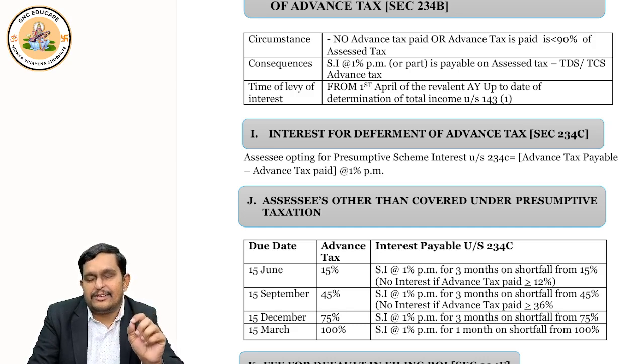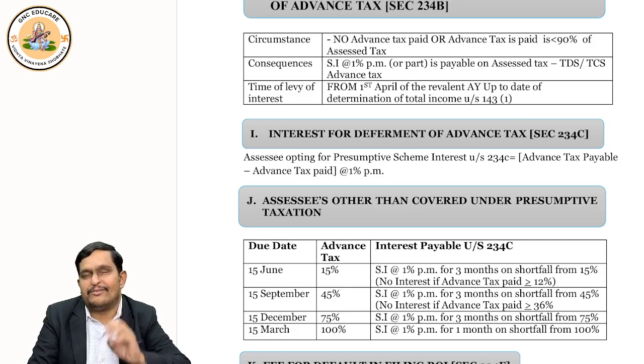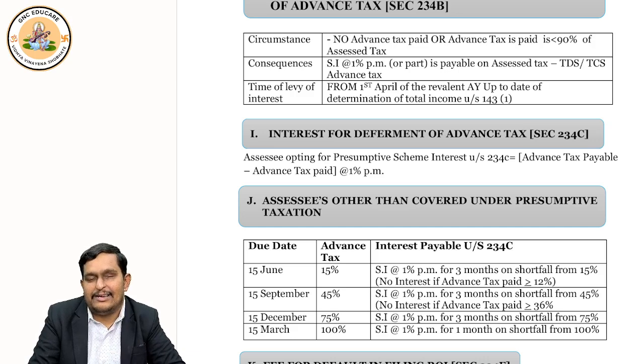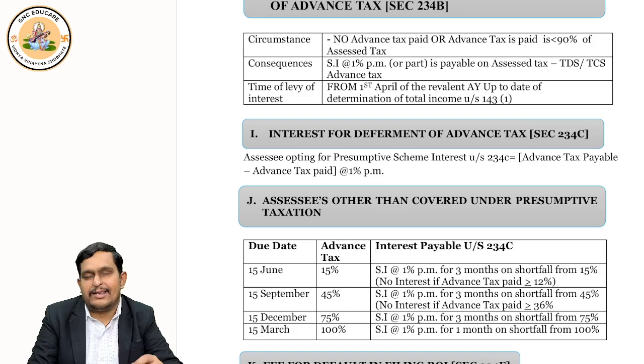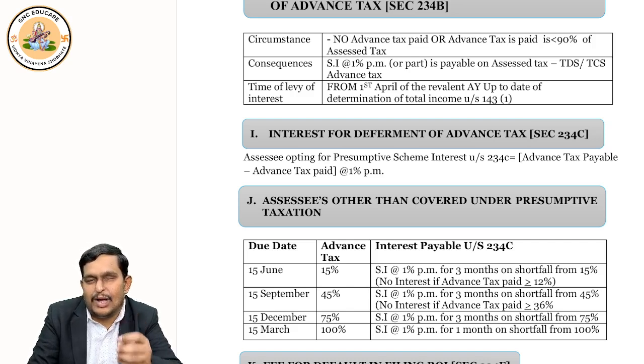Okay. Suppose till 15th June you did not pay 15%. Then 3% interest will be charged. They tell 1% per month, but actually for the quarter they will apply. So it will become 3% for sure. Right? Suppose you paid something, but it doesn't match 15%. But you paid at least 12%. Then no interest is charged.